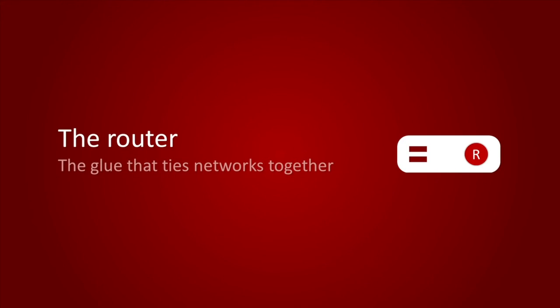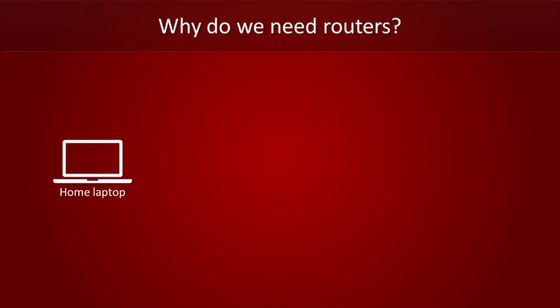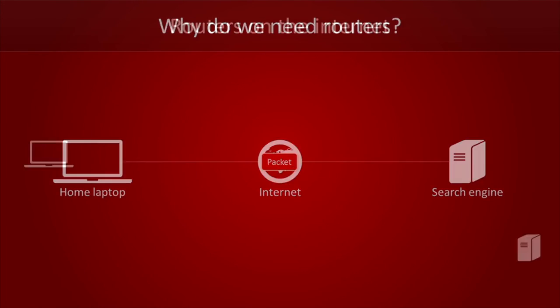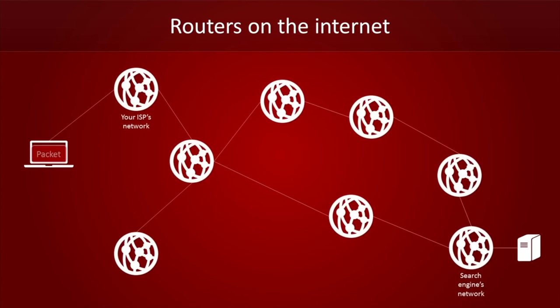Hubs and switches are devices that can be used to create networks, but what if we want to send packets between those networks? That's where routers come in. Say you want to send a packet to your search engine from your home laptop. Once you send your packet to the internet, how does it find its way to the search engine server? That's the work of routers. Once you send the packet to your internet provider, routers make sure that your packet is passed on from network to network so that it eventually reaches its destination. If all goes well, that is.